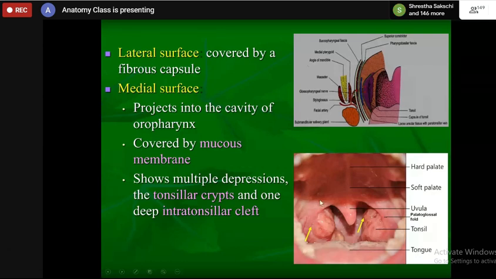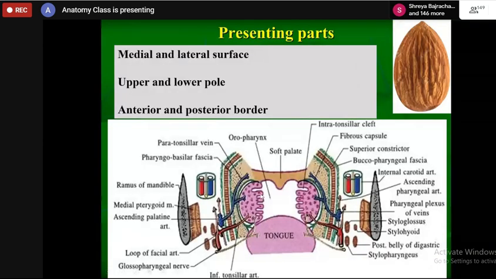This one is the same. The medial surface will project into the cavity of the oropharynx. This will be covered by the mucous membrane, and we have the numerous tonsillar crypts. Among those, one is the deeper one. This is known as the intratonsillar cleft.